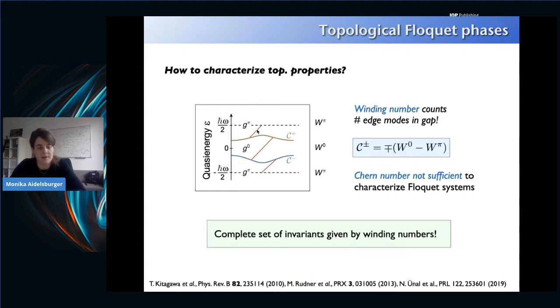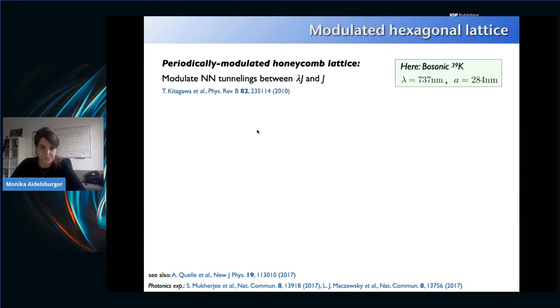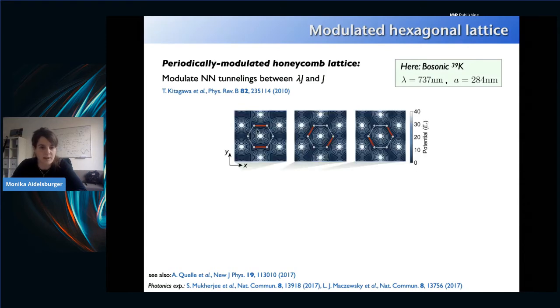Okay, the goal of our experiment is actually to realize this anomalous regime and to measure the winding numbers in the experiment. We work with bosonic potassium atoms, so we prepare Bose-Einstein condensates in our lattices, and in particular we work with honeycomb lattices as sketched in these three potentials that display 3 different instances in time during our modulation protocol.